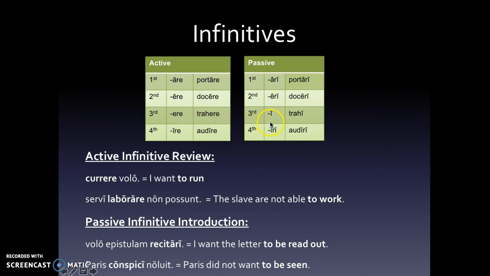-ere is a little weird because it becomes just -ere, it dropped the e in the r. -ire is -iri. So currere volo, I want to run. Servi laborare non possunt, the slaves are not able to work.